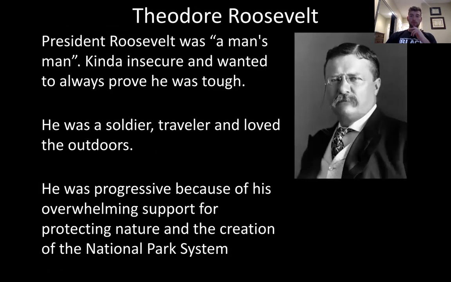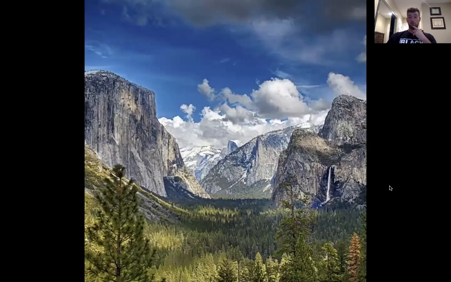But before Woodrow Wilson, we had a guy by the name of Theodore Roosevelt. He was kind of a man's man. He was kind of insecure and wanted to always prove he was tough. He was a soldier, traveler, loved the outdoors, really tried to make himself seem like this macho man. He was pretty progressive because of his overwhelming support for protecting nature and the creation of the national park system. Without Teddy Roosevelt, we probably don't have a lot of the national parks that we have today. And this includes Yosemite, if you've ever been, quite a beautiful scene.